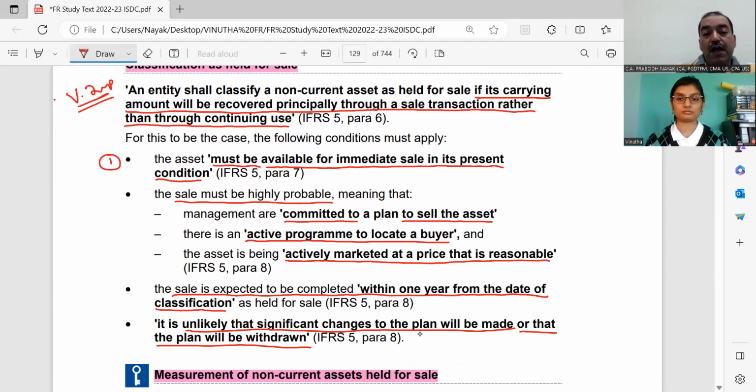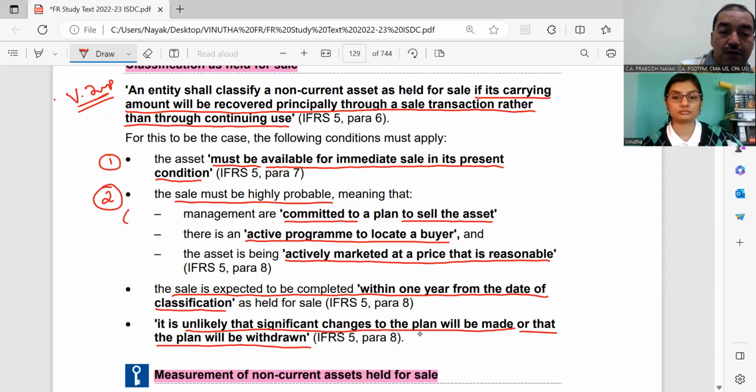The first condition: the asset must be available for immediate sale in its present condition. That means whatever the state of the asset, whether it is worn out or damaged, whatever its present status, it should be saleable in that condition only. So you are ready to sell the asset immediately in the same condition that it is. That is the first condition. Second condition, sale must be highly probable.